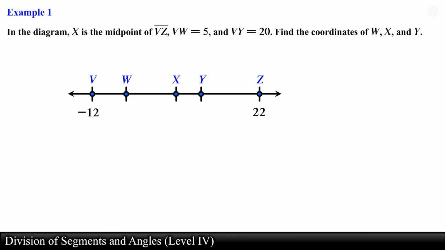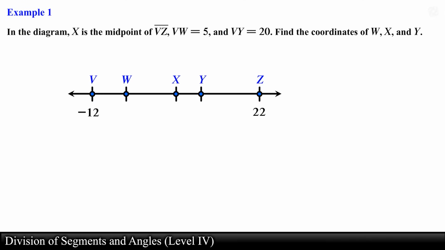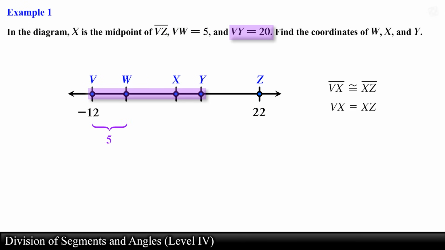Alright, let's start the problem by marking the diagram with the given information. We know that point X is the midpoint of segment VZ. This means that segment VX and segment XZ are congruent, so the segment's lengths are also equal to one another. We also know that the length of segment VW is equal to 5, and the length of segment VY is equal to 20. With this information, we can determine the coordinates of each of these 3 points.